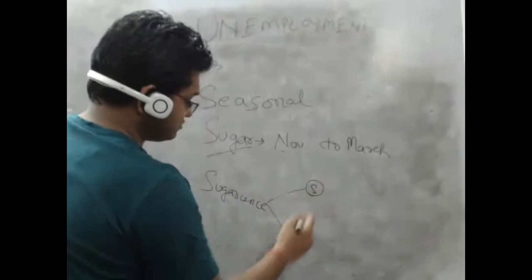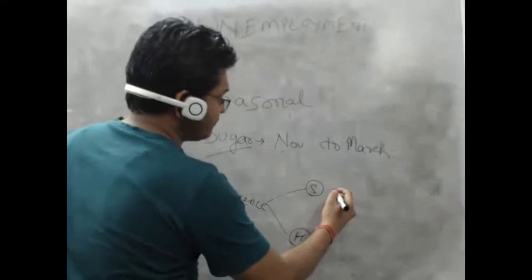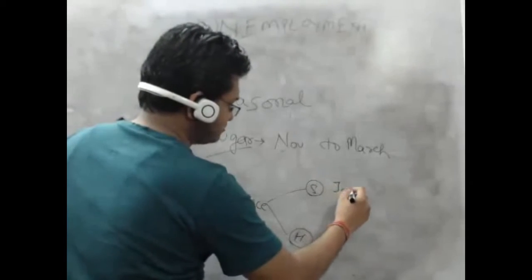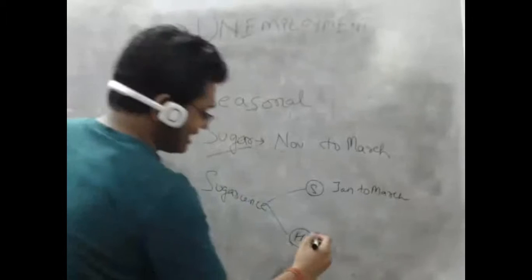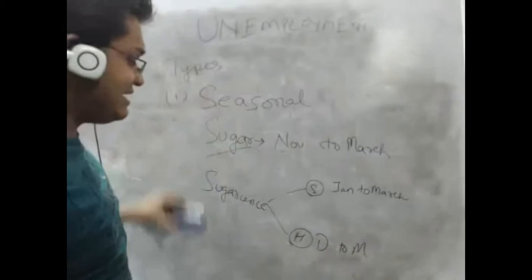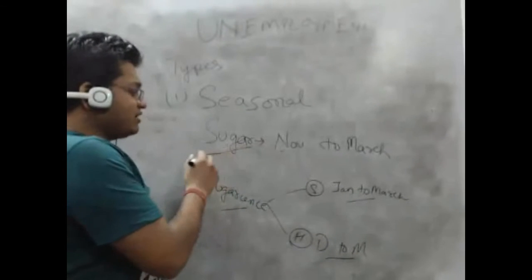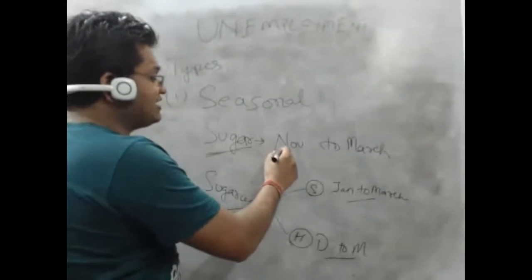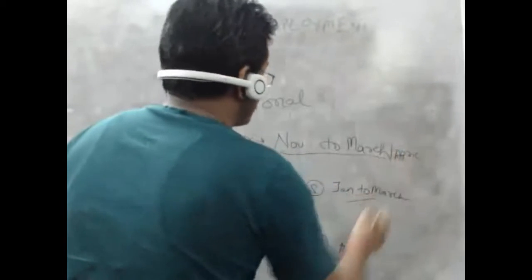one is sowing season, one is harvest season. So sowing season is from January to March. Okay. And then your harvest begins in December to March. So you can see that around 4 or 5 months you get employed if you are working in a sugarcane farm. If you are working in a sugar factory, then their crushing season starts from November and it continues till March or April. Okay.